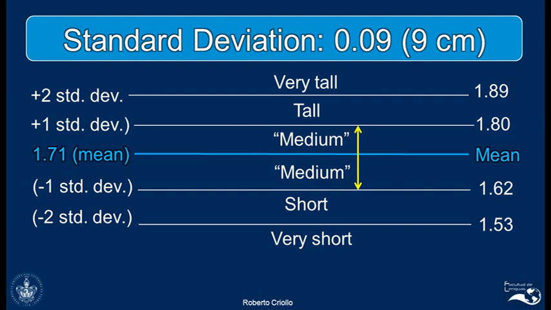So that's what the standard deviation does. And if you see in our sample, we said Napoleon measures 1.68. So in this case, he's not even 1 standard deviation below the mean. So we consider that in this sample, Napoleon is not short, he is medium height.